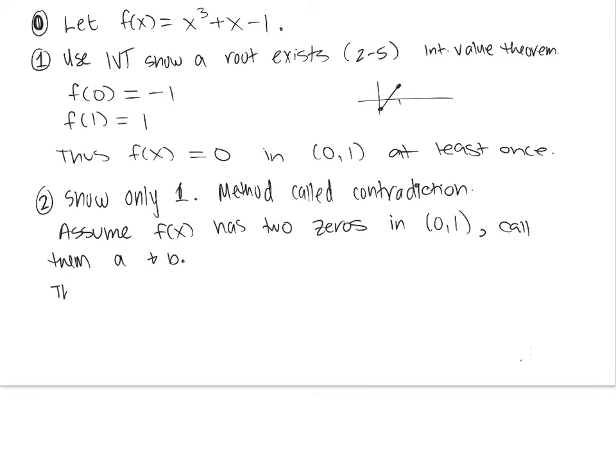Okay, if they're zeros, does it make sense that when you plug them in, what do you get for both of them? 0. If they're both zeros, when you plug them in, you get 0, right? And f of x is continuous and differentiable because it's a polynomial.